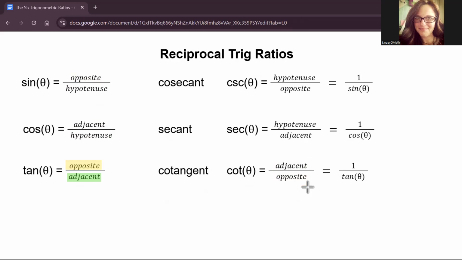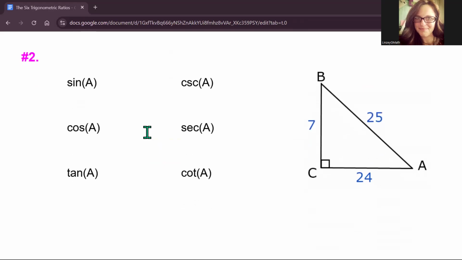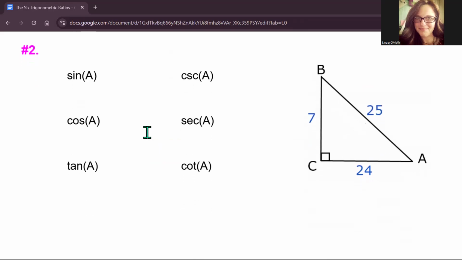You can also write the reciprocal functions. Cosecant is 1 over sine. Secant is 1 over cosine. And cotangent is 1 over tangent. Let's do 2 more examples finding all 6 trigonometric ratios.